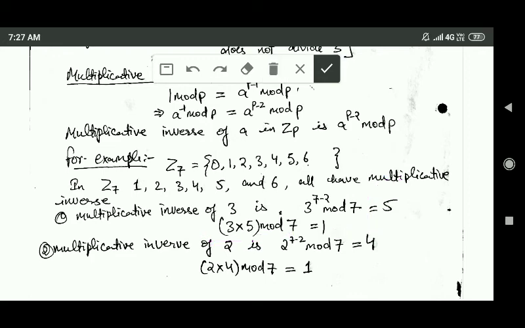Now suppose we have to find the multiplicative inverse of 2 in Z7. It will be equal to 2 raised to power 7 minus 2 mod 7, which is equal to 4. So 4 is the multiplicative inverse of 2 in Z7. You can see here 2 into 4 mod 7, that is 8 mod 7, is equal to 1.